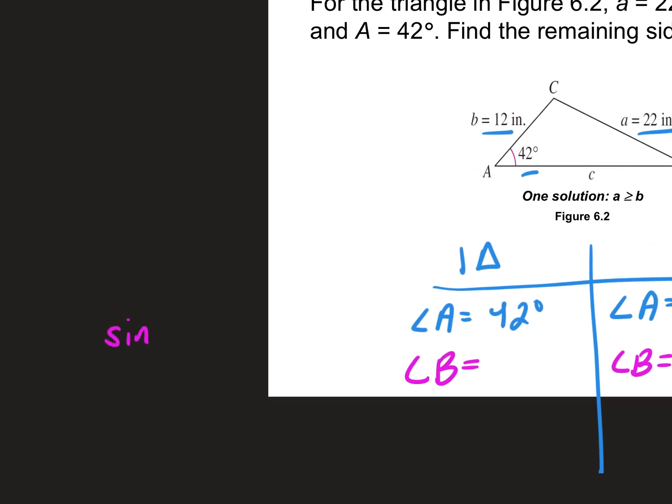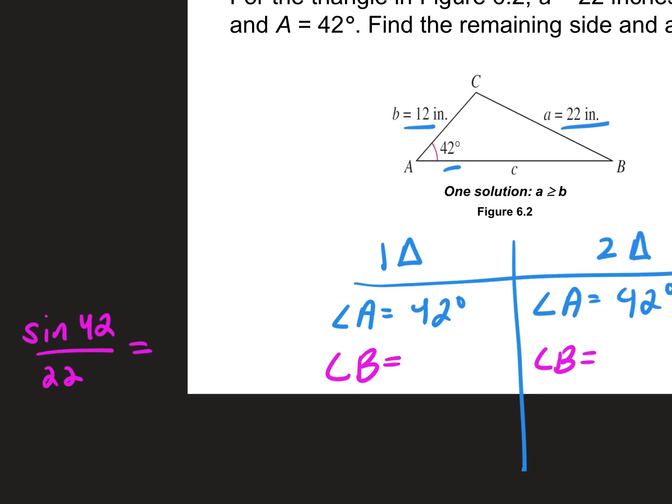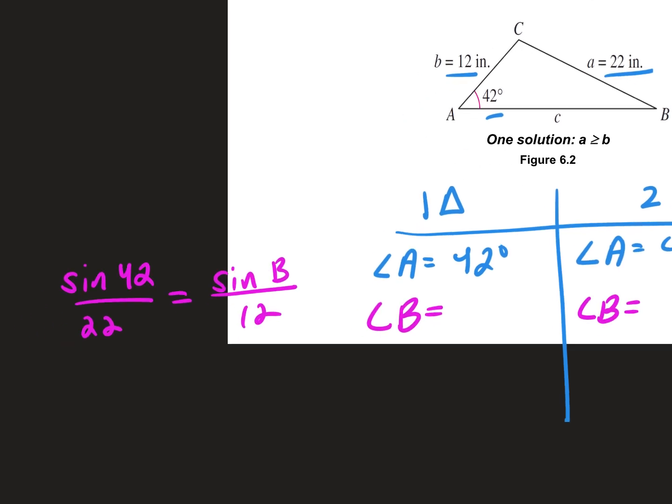Sine what? Sine 42 over 22, good, equals what? Sine of b over 12. Now, guys, look, it says the sine of b. So what am I going to have to do when I get my answer? Do that inverse thing. Do the second sine. Okay, so how do we solve this?